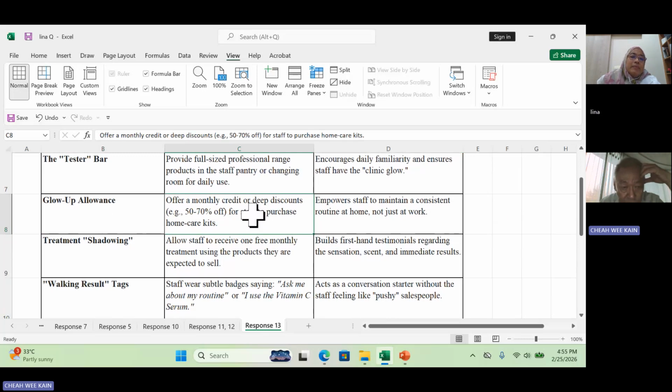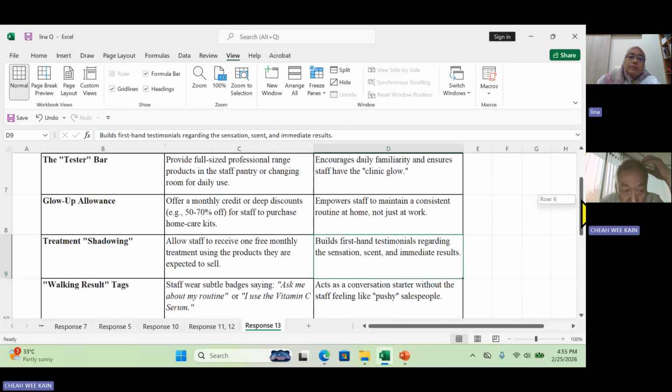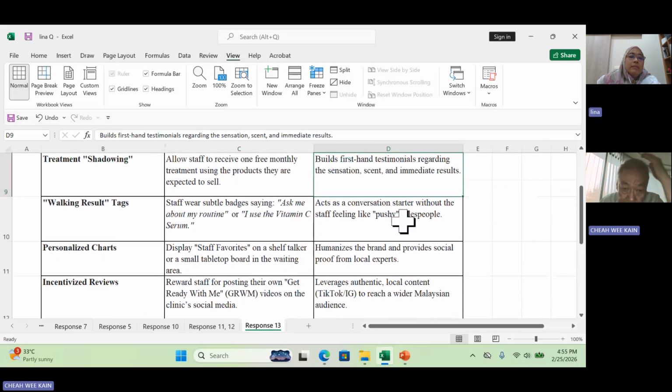Okay, but up to a limit. Glow up allowance up to a limit. Shadowing. One free treatment using the products they are expected to sell. Real first-hand testimonial, sensation. Walk-in result tag. Ask me about my routine, or I use the vitamin, you know, that kind of tag.